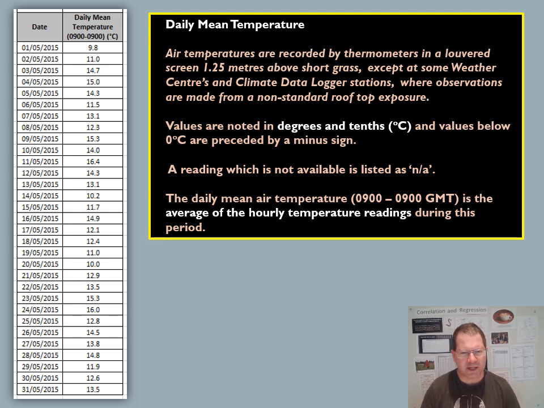Again, there aren't any of those here. And the daily mean air temperature is the average of the hourly temperature readings between 9 o'clock in the morning one day and 9 o'clock in the morning the next day. Looking at the Heathrow data, apart from that first one, 9.8, they're all between 10 and 20 degrees.